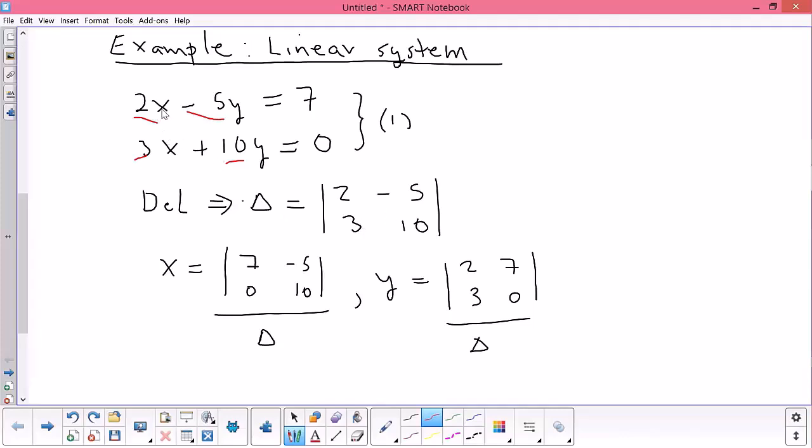If you ask me to find x, then x is given by taking this right-hand side and replacing the first column, because I'm solving for x. X was the first variable. So replace this 2 and 3 by 7 and 0 and just repeat the other column. If you ask me for y, I'm not going to disturb the first column because that refers to x. Instead of minus 5 and 10, I will put these values, 7 and 0, and divide by del. So what will be the solution here?